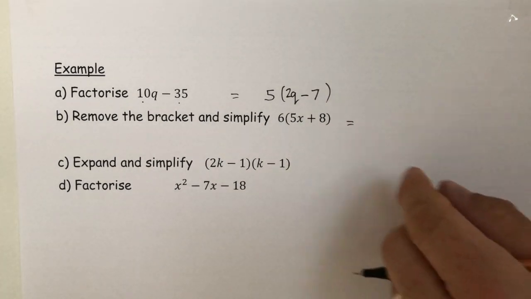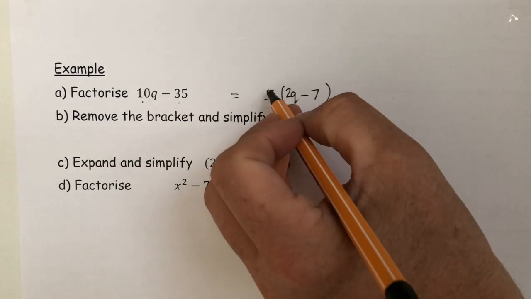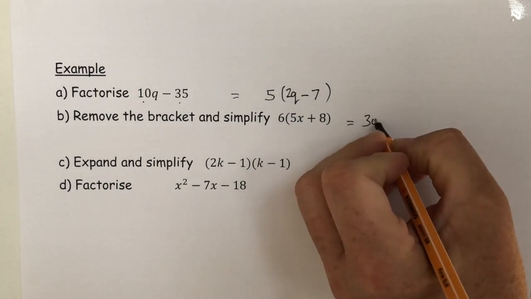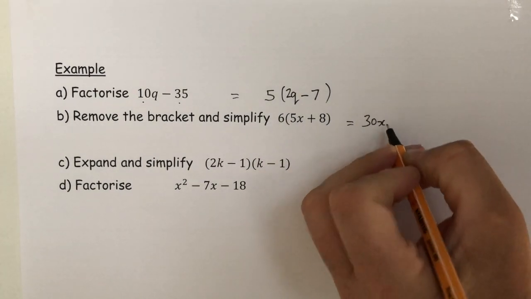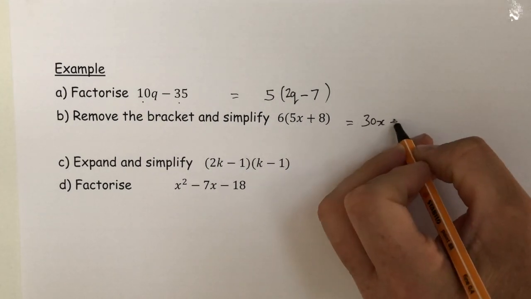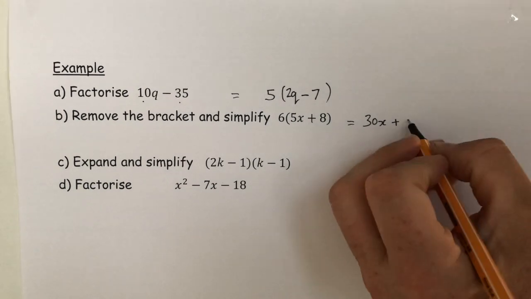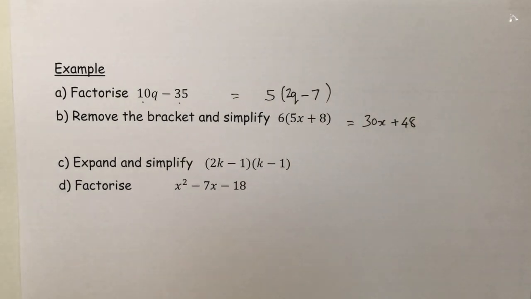So now do the reverse. So whereas the 10 came from 5 times 2, here 6 times the 5, we have 30. Letter X. Plus sign, so put a plus sign down, and then we've got the 6 times the 8, we have 48. Question finished.